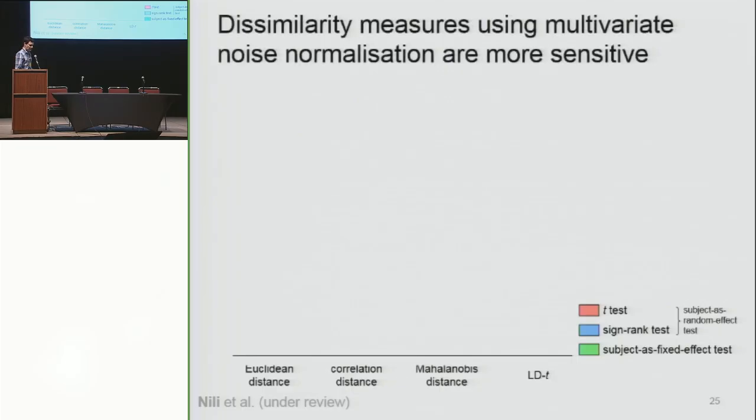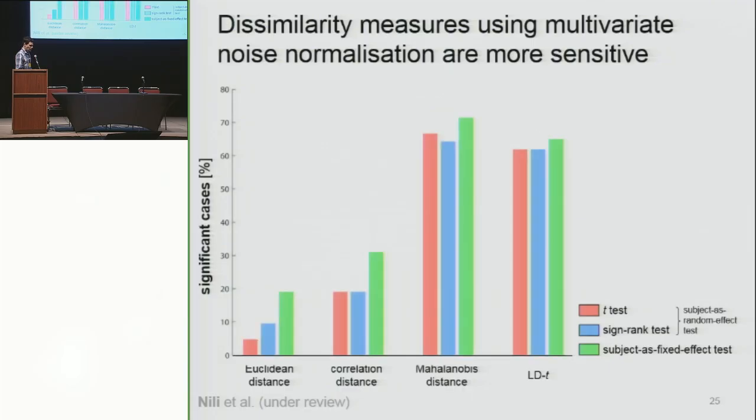But then when we looked at how well they perform, in how many cases they detect differences, we find that the number of significant cases detected is very different. For the Mahalanobis distance and the LDT distance, there's a much larger proportion of cases where we have positive findings. So we conclude from this that also in practice, also when you're not interested in estimating the distance but you're just asking the simpler decoding question, is the distance greater than 0, it's good to use these distances that use multivariate noise normalization.